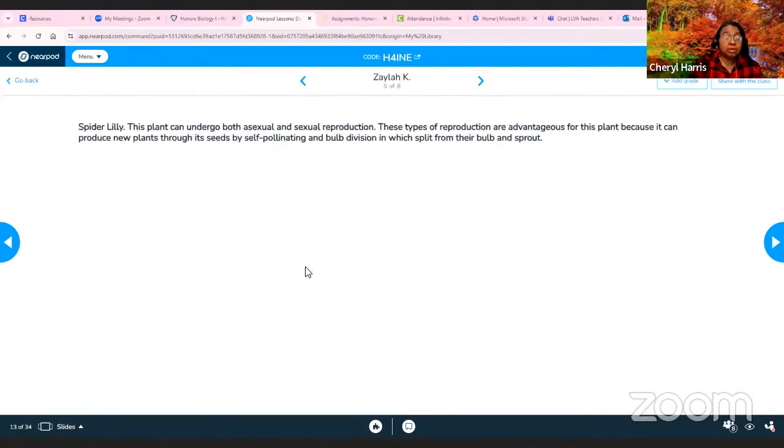All right, there we go. Spider lily. The plant undergoes both sexually. The plant can reproduce new plants. Yeah, again, I wish I had not separated mine because I could have shown you exactly what we're talking about. All right, maybe I can just hold this.